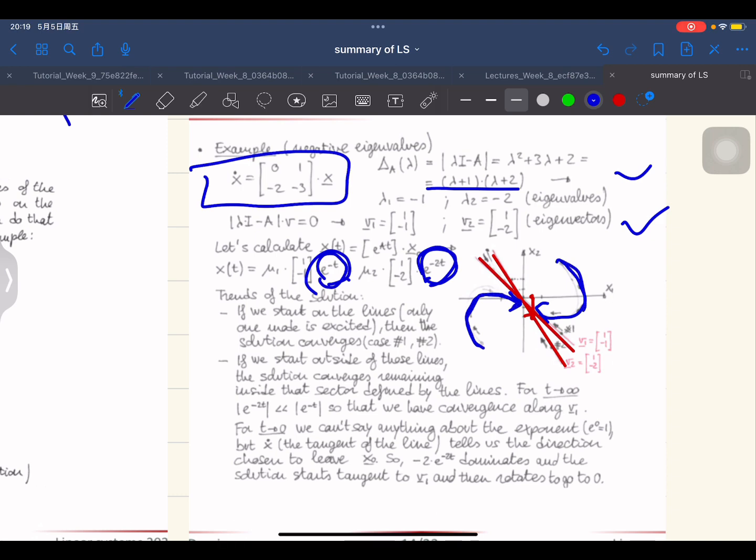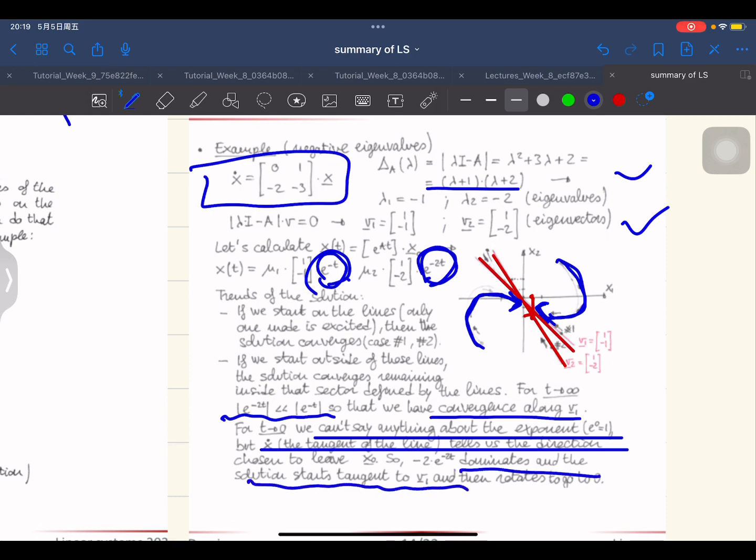Okay, it converges. It will start outside of those lines. The solution converges remaining inside the section defined by the lines. For t to infinity, this one was smaller than this one, so we have convergence along v1. For t to 0, we cannot say anything about the exponent. But s dot, the tangent of the line, tells us the direction chosen to leave as 0. So v1 dominates and the solution starts tangent to v1 and then rotates to go to 0.